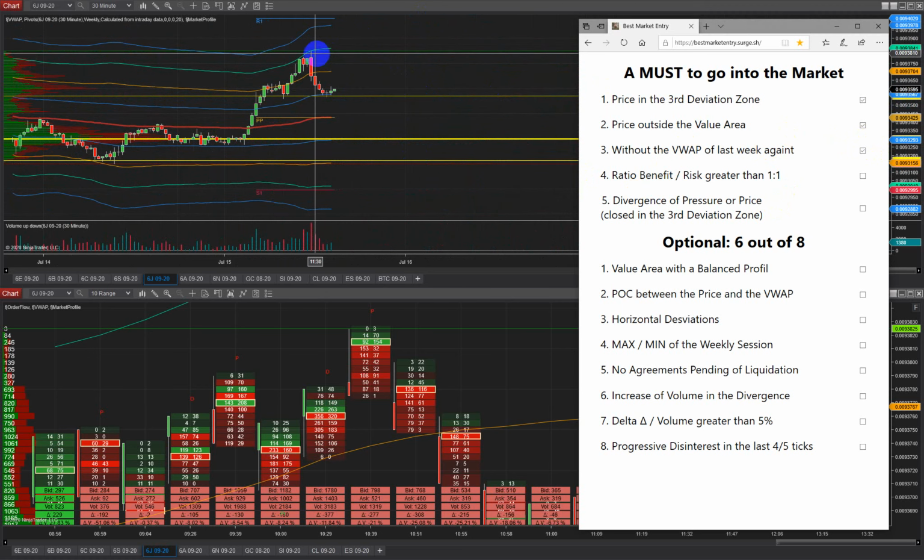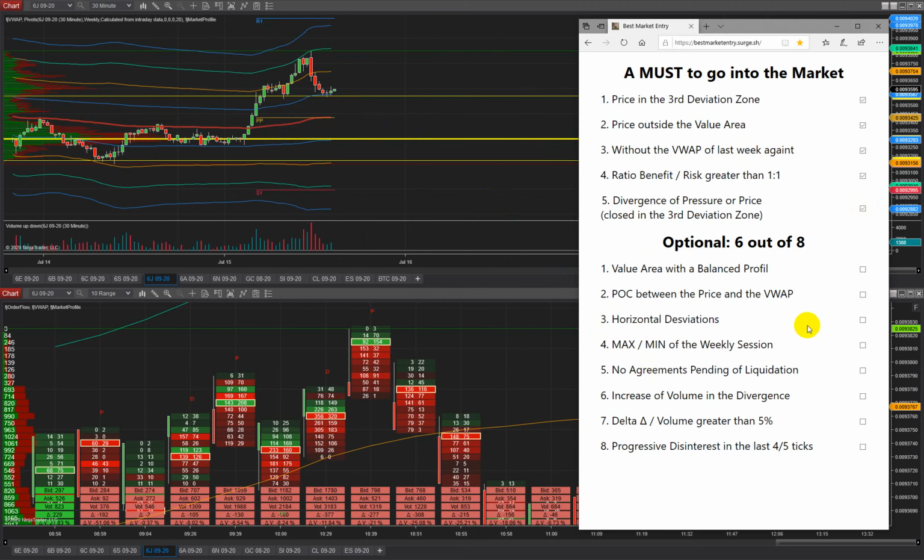Do we have, from this point that it touched the third deviation, a ratio benefit greater than 1-1? Yes, 1 here to lose, 2 to win. So that's good. And do we have a divergency of price? Yes, price here. So we got it. The pressure was negative, the delta is negative, the price is positive. So we're good. The must.